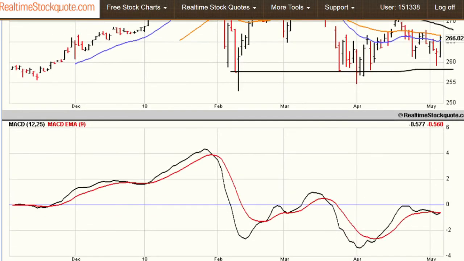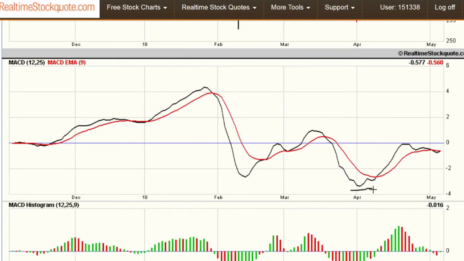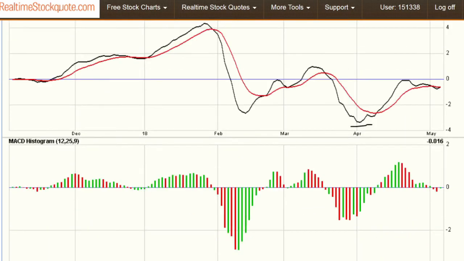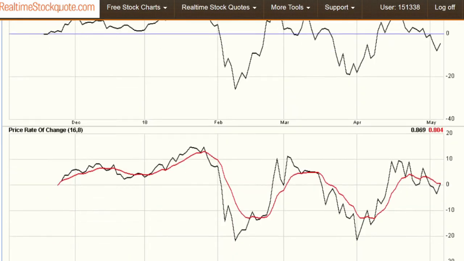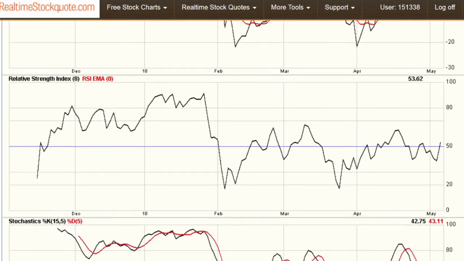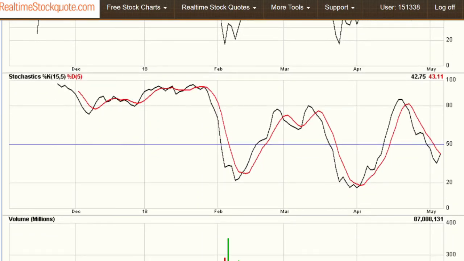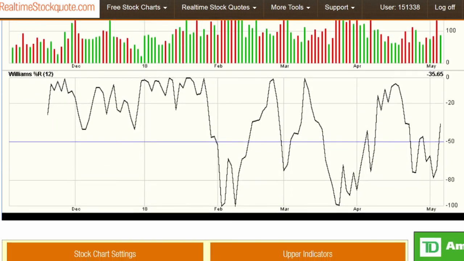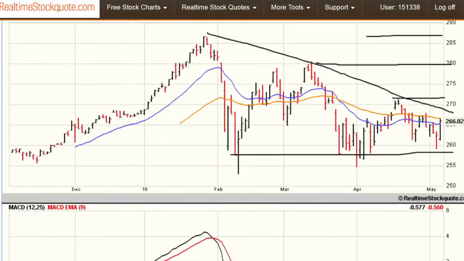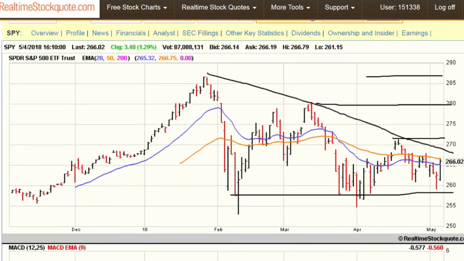Moving down here into the MACD, you can see that things have improved from early April. Definitely moving up. The same is shown in the MACD histogram. The momentum, price rate of change, relative strength, stochastics all show improvement, moderate volume, and then definitely Williams is showing the bottom here, definite improvement here. Moving on up back to the chart, I can see that it's hit once, twice here. It may not get back down here, but it's possible. But it's bounced off twice, and it looks pretty strong.